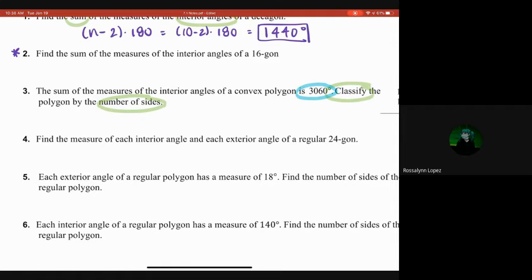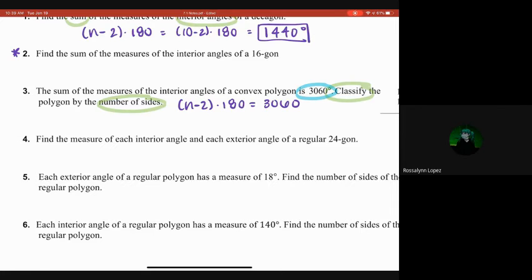And I don't care how you write that out. I just want to show you how we're doing it, so I'm going to write out the formula and work backwards from that. Technically, what we're doing here is taking our n minus 2 times 180 formula and working backwards from it. We know our sum is 3,060.